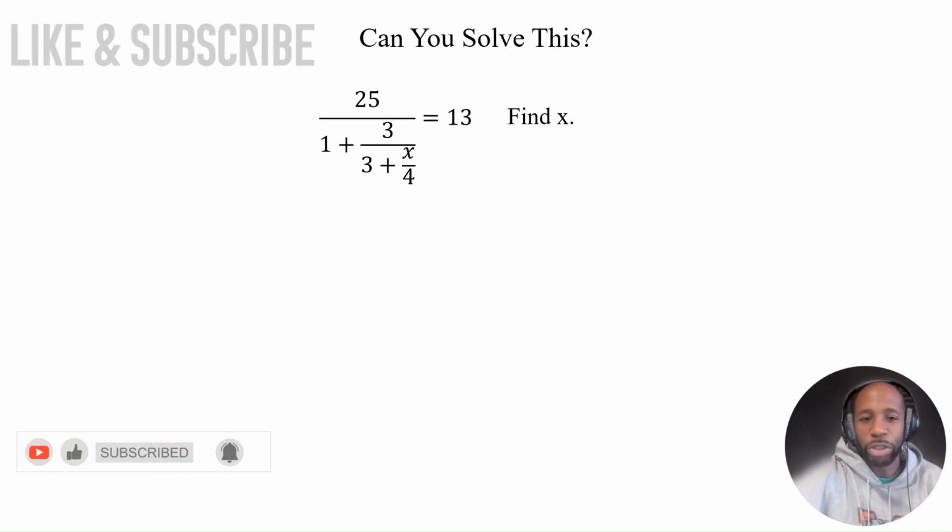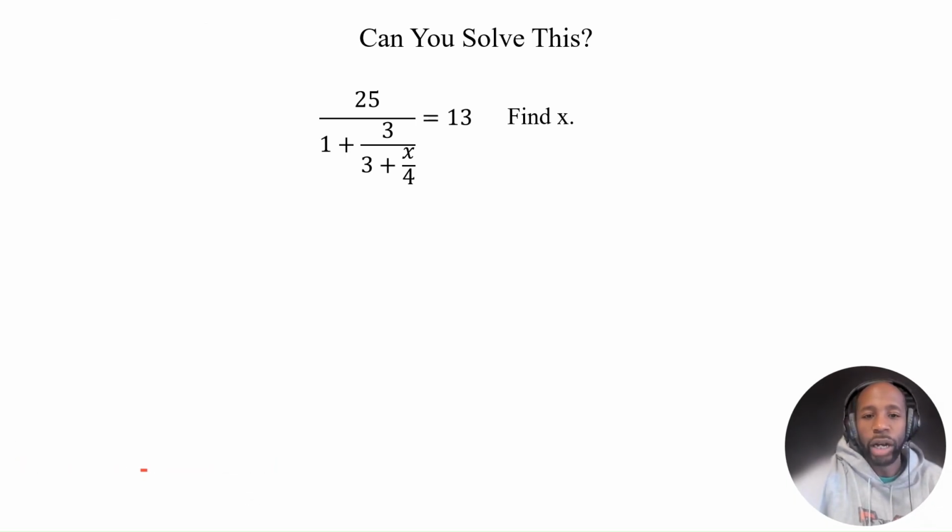So it has 25 divided by 25 over 1 plus 3 over 3 plus x over 4 is equal to 13. Find x. So this one isn't really that bad. Just some multiplication, a little algebra kind of stuff. All right, so what we want to do is find x. It's obviously way down here in the denominator of the denominator.